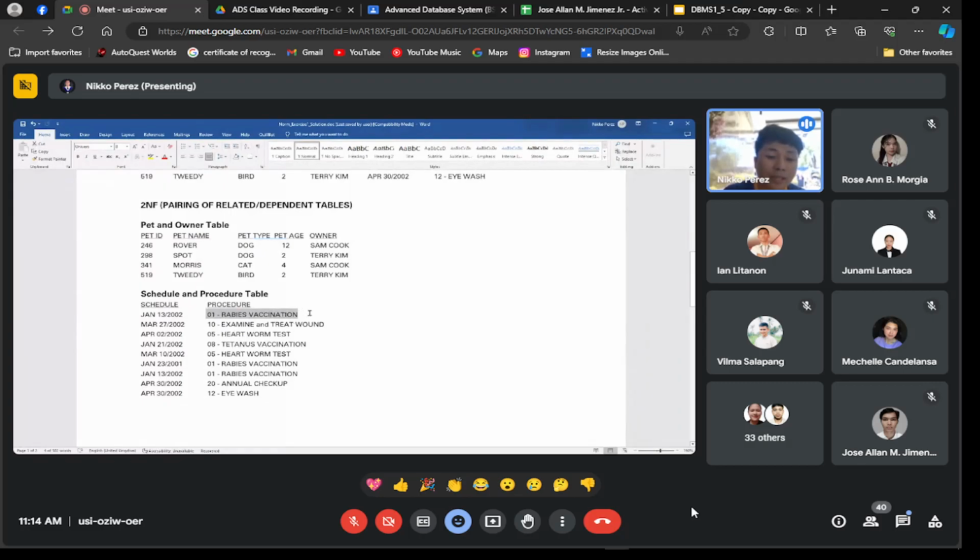Same with the rabies vaccination. We have three records of rabies vaccination here, but this rabies vaccination has different schedules, no? It depends on when it was availed by each pet. So it goes like that. So that's why they are grouped.